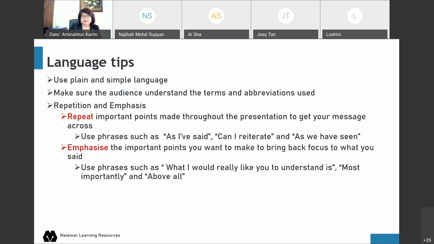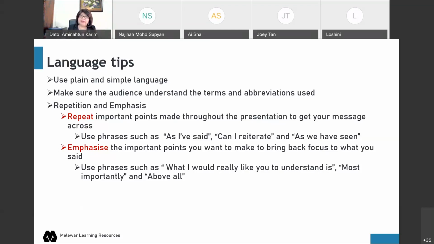Now, emphasis. What's emphasis? You must, in a presentation, emphasize the important points you want to make, yeah? Why? You want to bring focus to what you are saying, yeah? Bring back focus to what you said, yeah? So you would say, the important points Nick made, for instance, are on the products, right? On the benefits, right? The 4 points. So he repeats it, he uses phrases such as most importantly. So what I would really like you to understand is this, right? So he would use emphasis, right? And above all, what is most important? Above all, we must make sure our presentation is simple and clear.